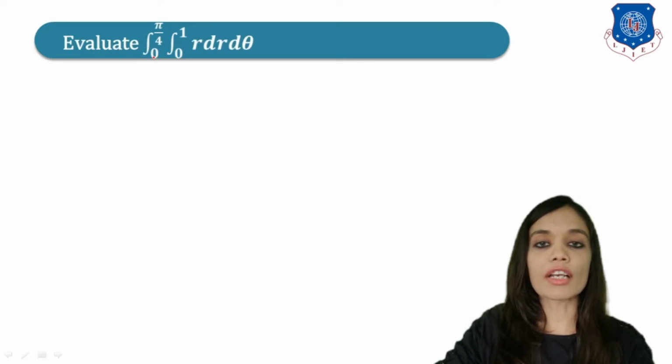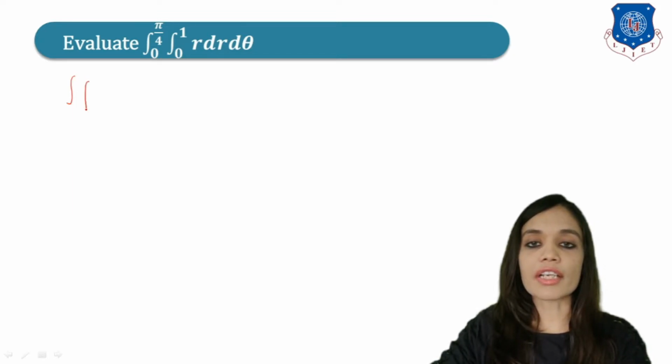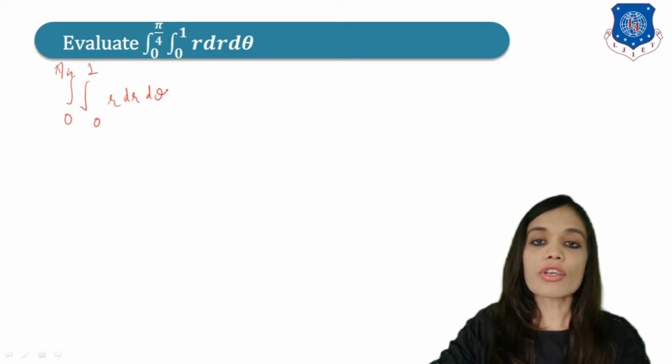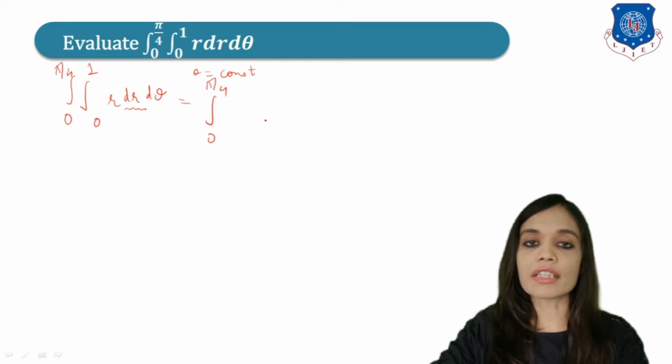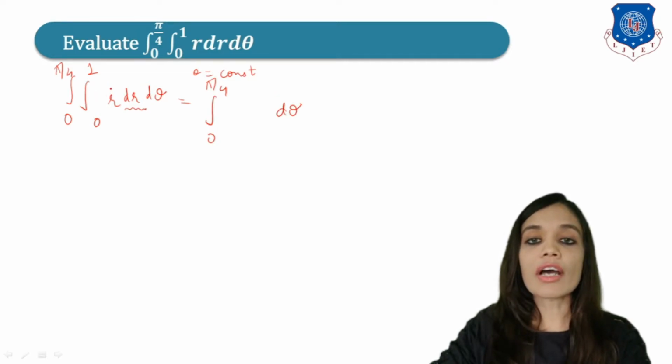Here we have to evaluate the double integral from 0 to pi by 4, 0 to 1, r dr d theta. Firstly let us write our question. We first evaluate with respect to r keeping theta as constant. So this will give us 0 to pi by 4 as it is, d theta as it is. The integration of r with respect to r will be r square by 2. Write your limits, they are 0 to 1.